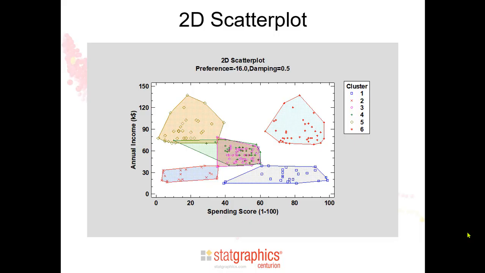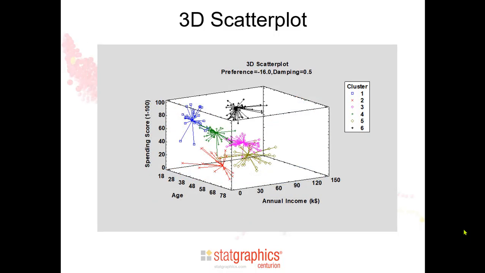After experimenting with different combinations of preference and damping, I found that a preference of -16 and a damping of 0.5 gave a high Calinski-Harabasz index. This is the result. You'll notice it looks very similar to what we obtained with some of the other clustering methods. You can also see from the three-dimensional scatter plot that there are 6 well-defined clusters in the space of the three variables: spending score, age, and annual income.